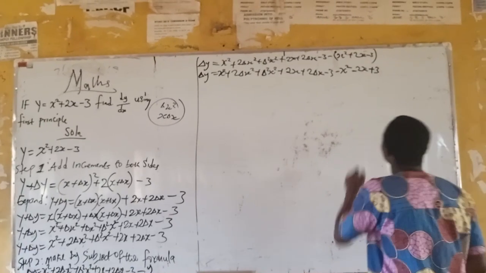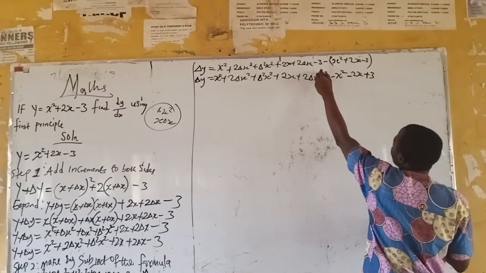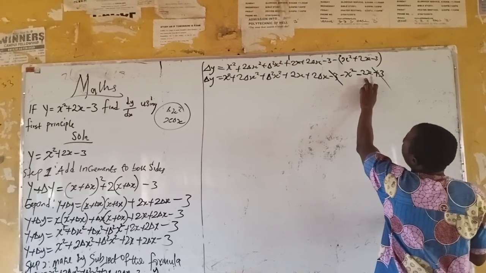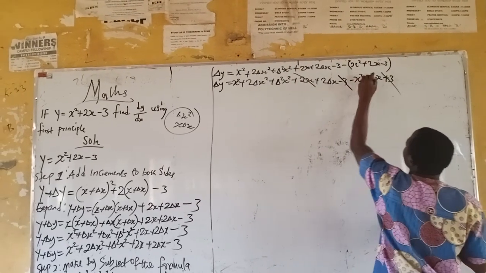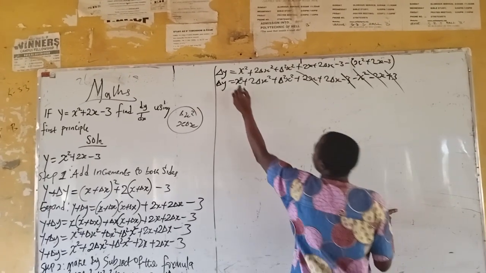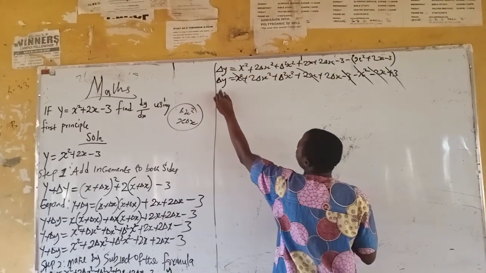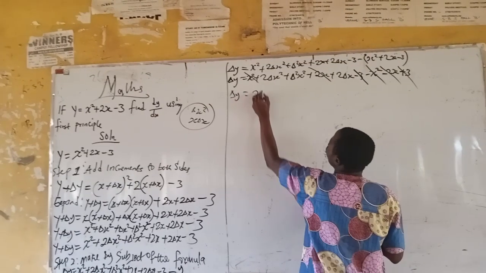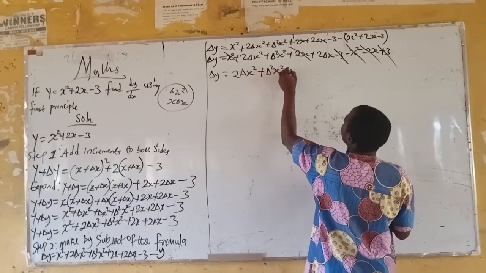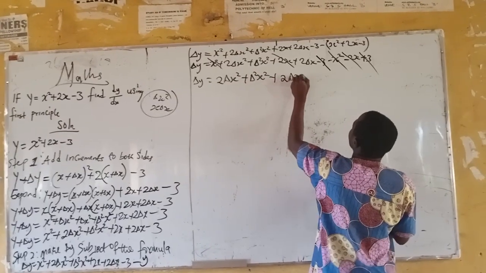Can you see there are two common things? There is plus 3 here, there is minus 3, so they will cancel themselves. There is minus 2x and there is plus 2x, they will cancel themselves. There is minus x squared and there is plus x squared, they will cancel themselves. So we are left with what? The delta y is what? 2 delta x squared plus delta x squared plus 2 delta x.